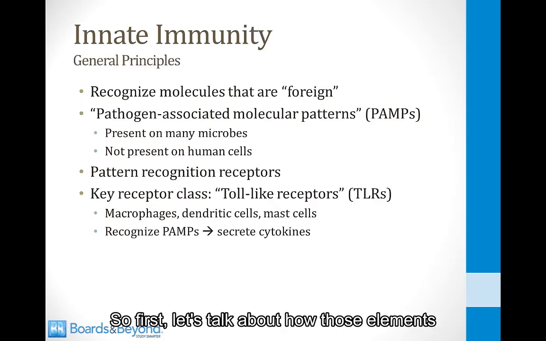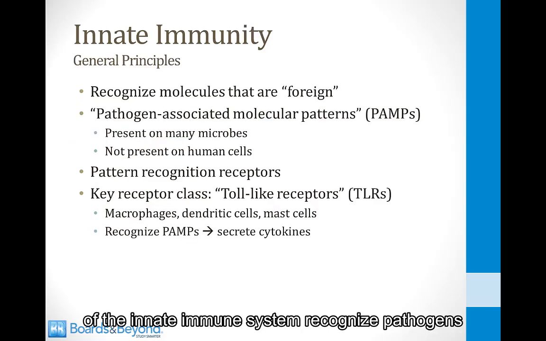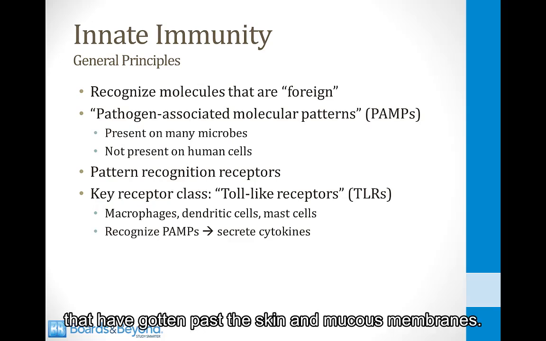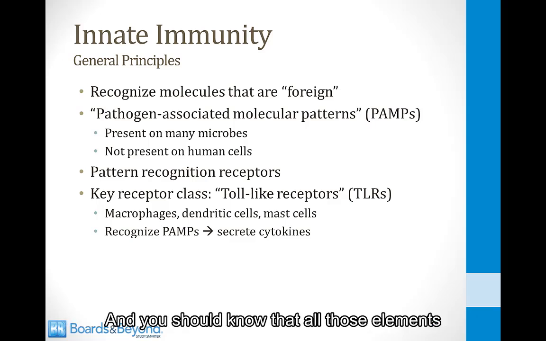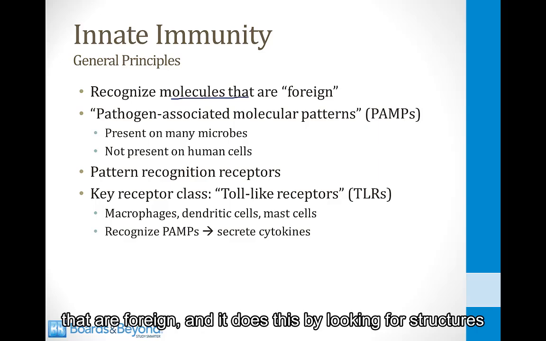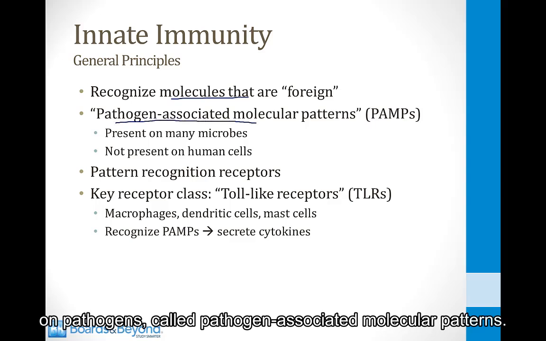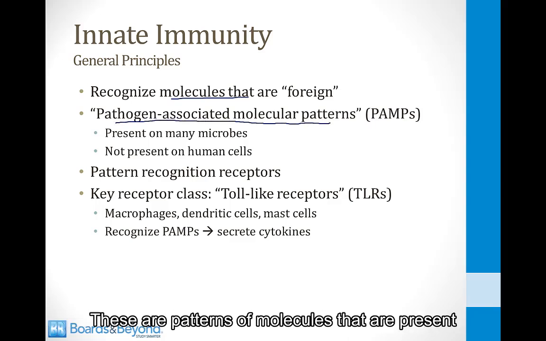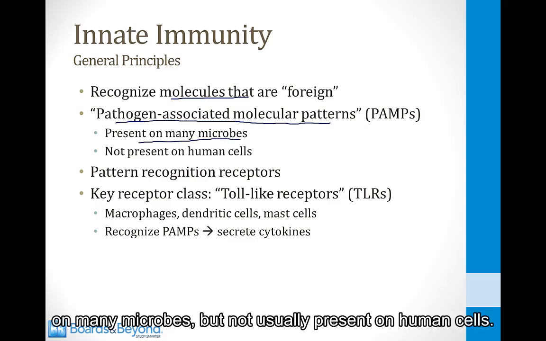So first, let's talk about how those elements of the innate immune system recognize pathogens that have gotten past the skin and mucous membranes. And you should know that all those elements of the innate immune system can recognize molecules that are foreign. And it does this by looking for structures on pathogens called pathogen-associated molecular patterns. These are patterns of molecules that are present on many microbes, but not usually present on human cells.